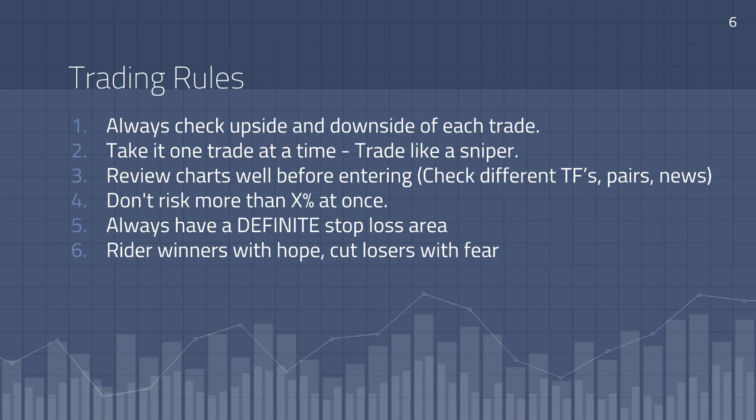For me, that's 7.5%. I never risk more than 7.5% of my total equity at one time. If that's on 10,000, that means $750 is the maximum I can lose at once. What I mean by this is, if I have 2 trades open, my total risk cannot be more than 7.5% combined on both of these trades.